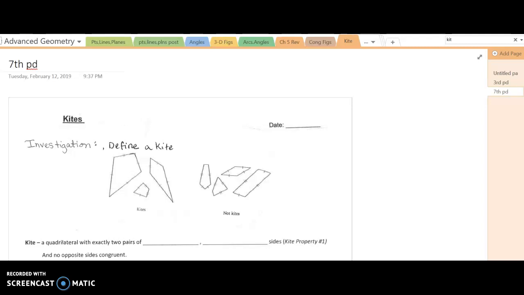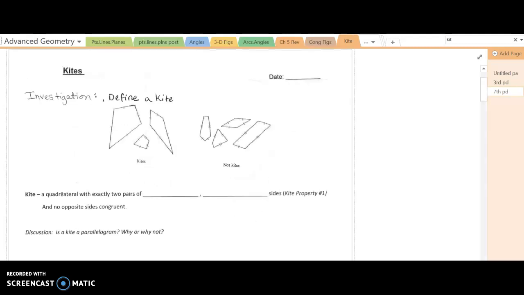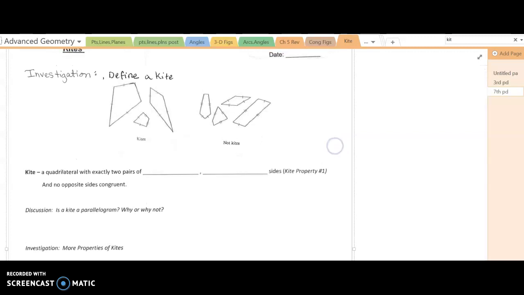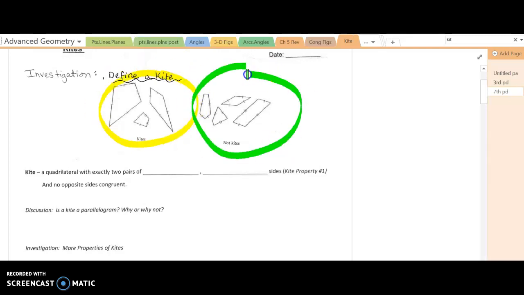Okay, so we are looking at kites today, and we want to see, first of all, what is the definition of a kite? So you've got some kites here and some non-kites here, and I want you to look at them and see if you can tell a major difference.